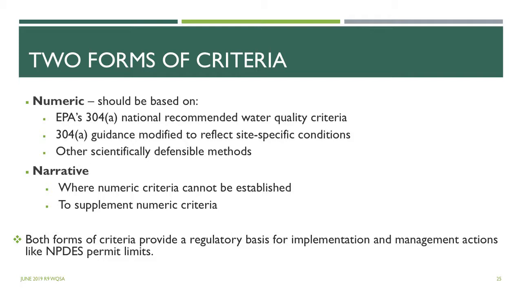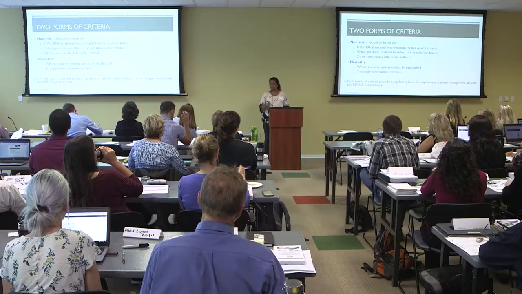Narrative criteria can be used either where numeric criteria can't be established or to supplement those numeric criteria. Both criteria, when adopted, are still a basis for any implementation decisions. So when it comes to, for example, narrative criteria, you usually need to have translators so that the permit writers know how to translate it into a numeric effluent limit.